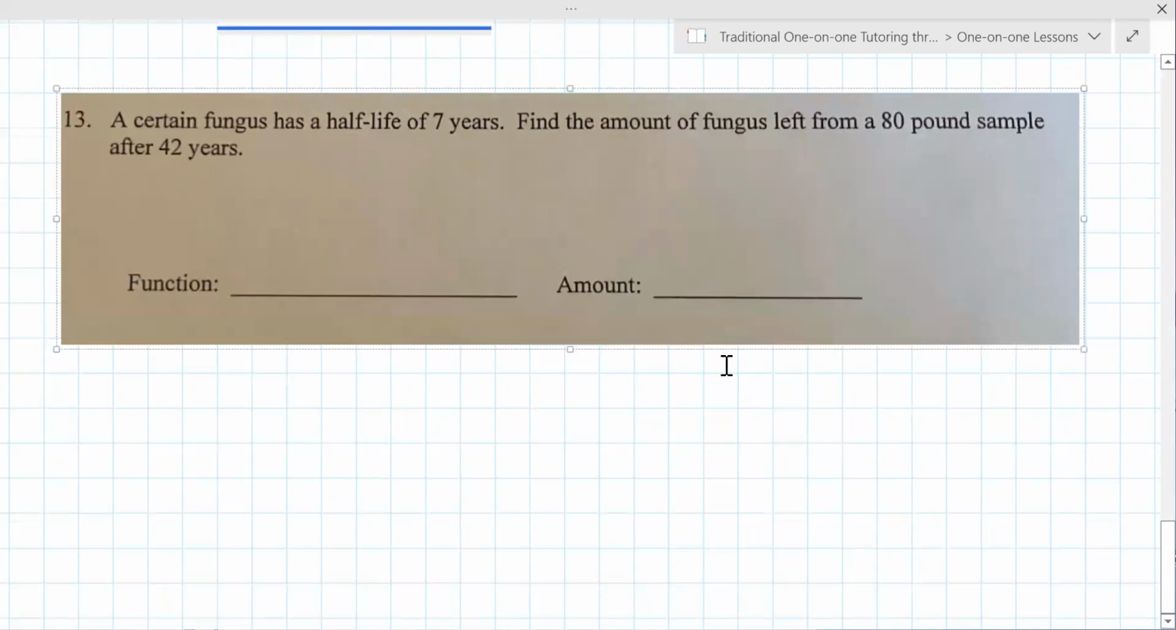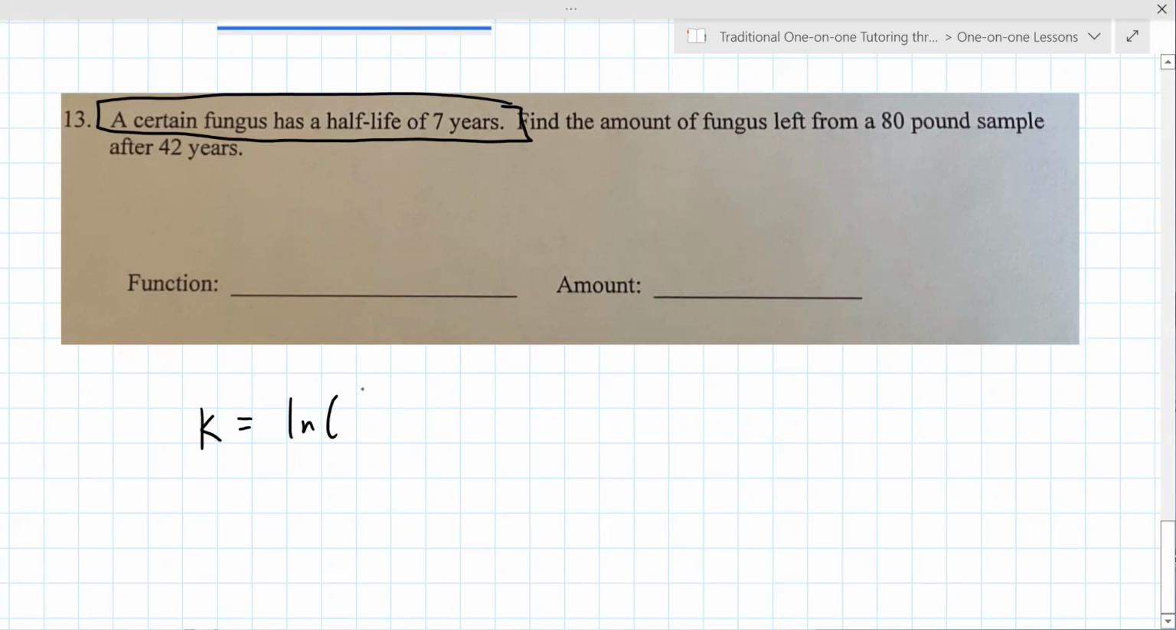All right. So a certain fungus has a half-life of 7 years. There is a shortcut for using half-life. Did your instructor give you anything like that? Like K equals natural log of 1/2 divided by T. Did you see anything like that? Kind of. Okay.